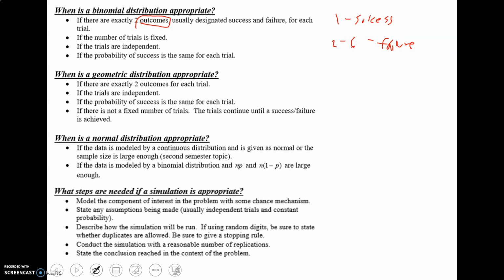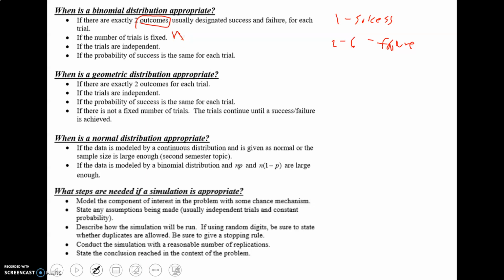And then the number of trials is fixed. So you're not just trying to find out how many times you need to roll a die until you get 1. That's more geometric, right? Binomial is that I'm going to roll it 10 times and see how many 1s I get. So you're counting how many successes you get in a fixed number n. This is where n comes from.